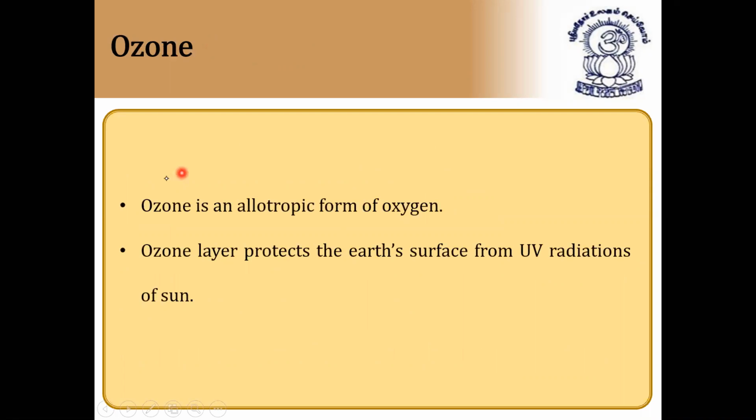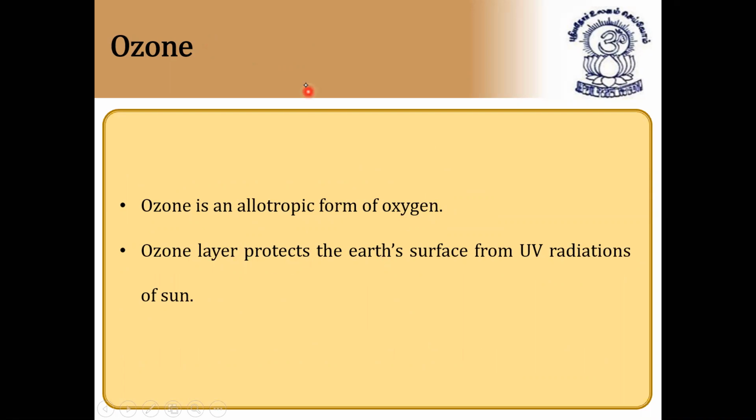Next, ozone. The compound of oxygen is ozone. Ozone is an allotropic form of oxygen. The ozone layer protects the Earth's surface from ultraviolet radiation of the sun. And when the ozone layer gets depleted, it results in global warming.